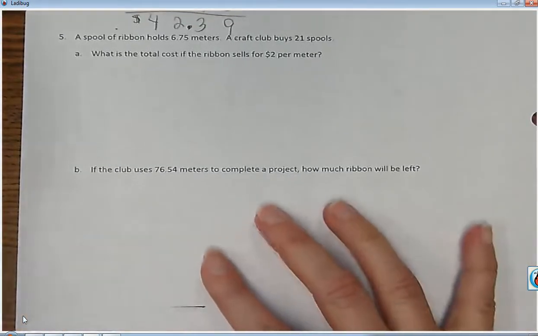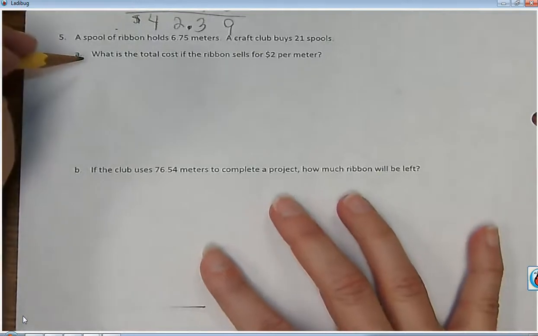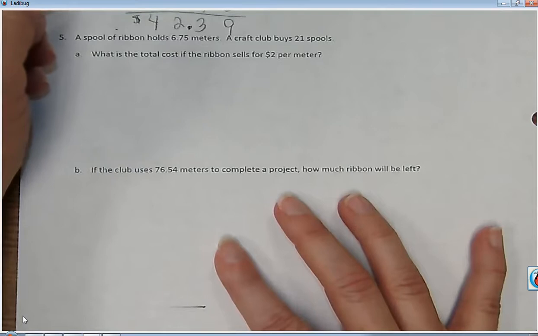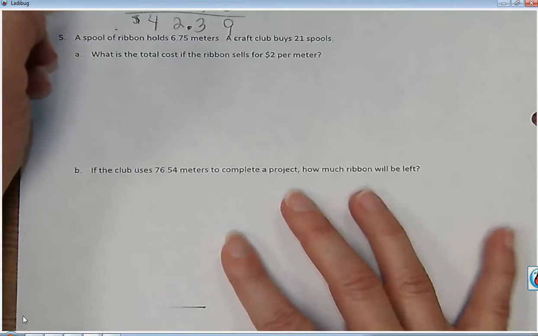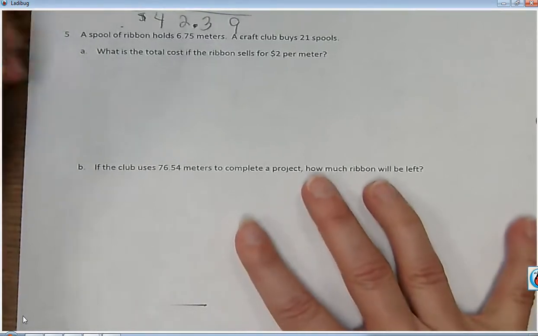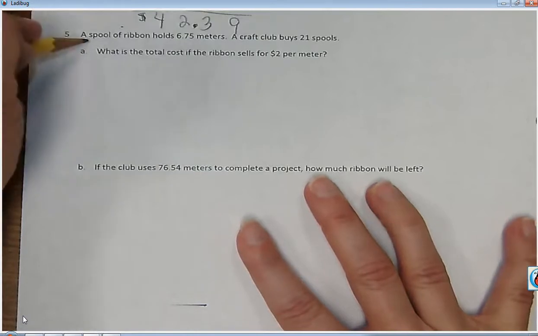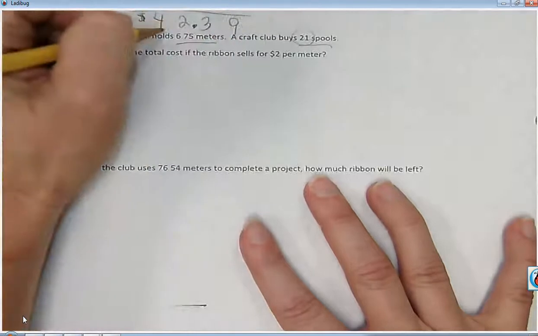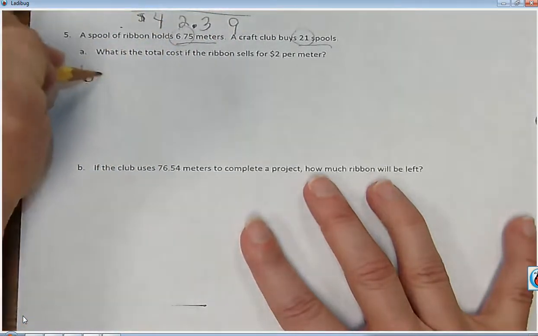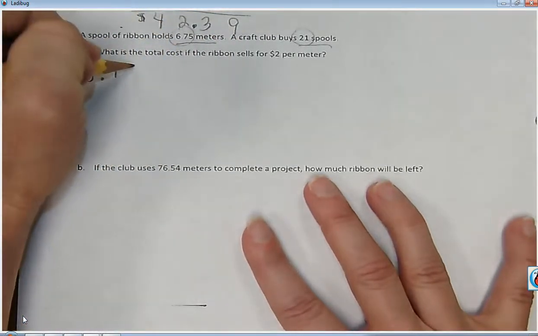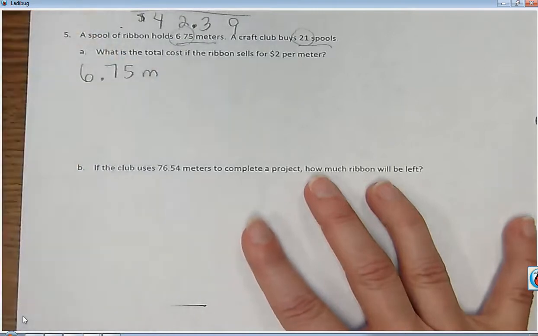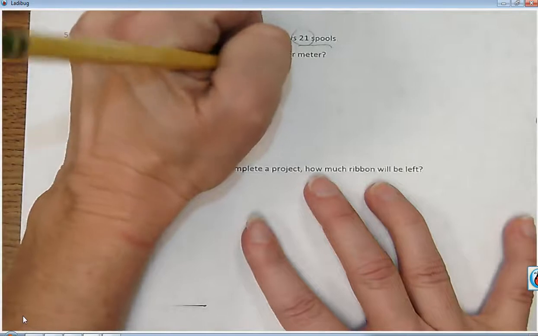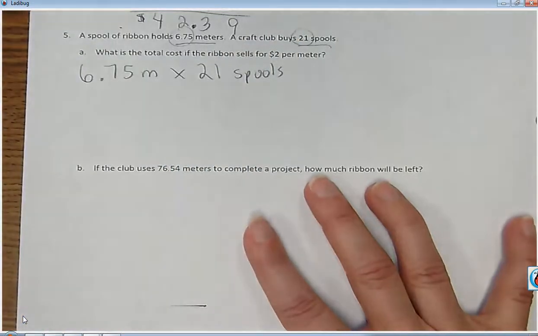So a whole spool of ribbon is 6 75/100 meters. They're going to buy 21 spools. The cost is $2 per meter. So let's go ahead and write out what we need to do to solve this. Well, we need to take the 6 75/100 meters times the 21 spools. Spools of ribbon are like spools of thread.